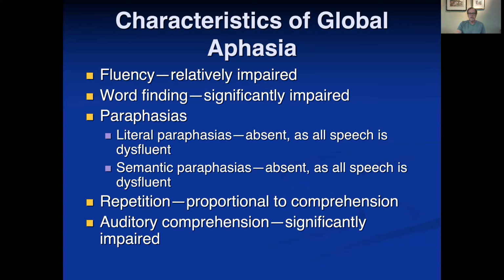Characteristics of global aphasia. Well, those are the most severe. Their fluency is relatively impaired. They may be mute. Their word finding is significantly impaired. Paraphasias: because this group is non-fluent by definition, any speech that they do produce which has a substitution of a word or a sound probably is not going to be classified as a paraphasia because it was produced awkwardly with groping.